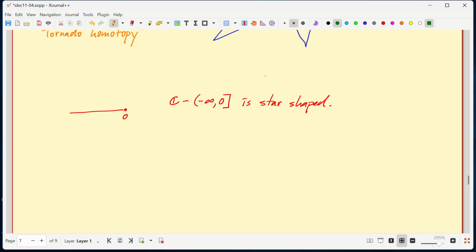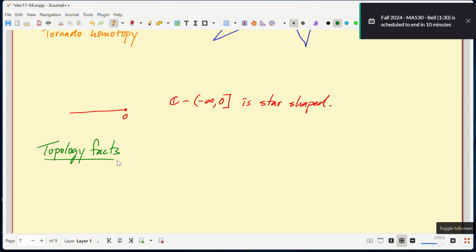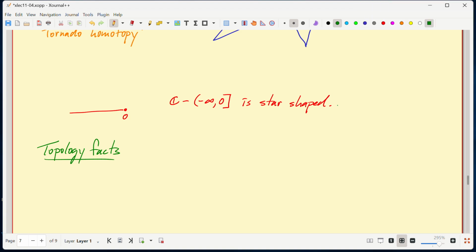Here's some topology facts I should mention. If you look at Ahlfors's books, which used to be the most common book on complex analysis, here's Ahlfors's equivalent definition of omega in the complex plane being simply connected.